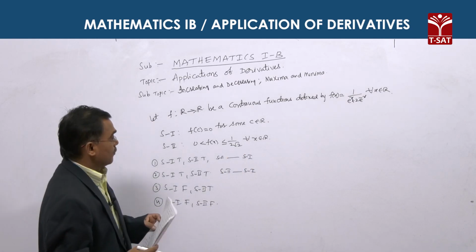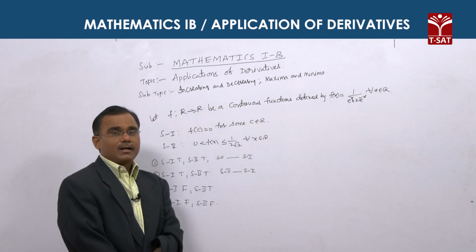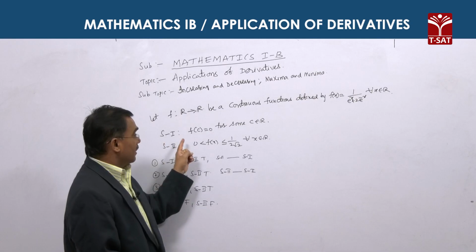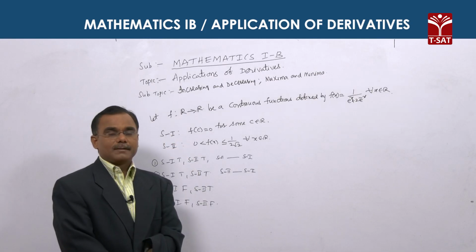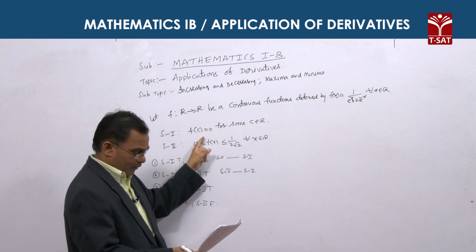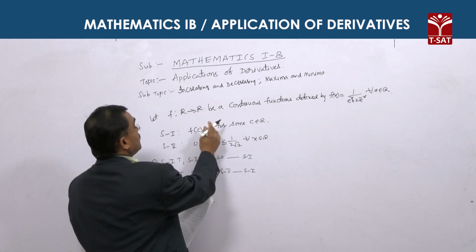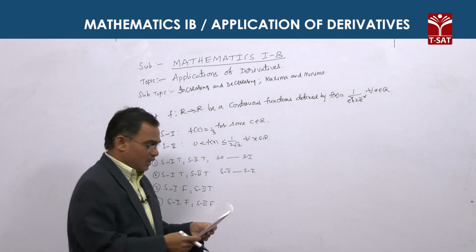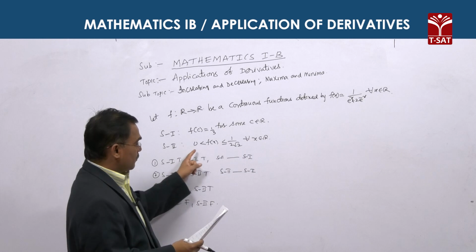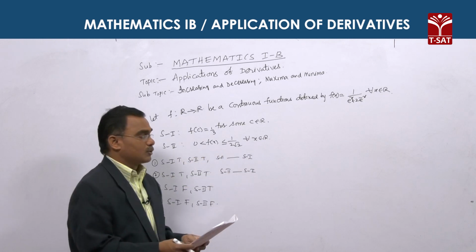This is the given question. f from R to R is a continuous function defined for all real numbers, and two statements are given, statement 1 and statement 2. Statement 1: f of c is equal to 1 by 3 for some c belongs to R, and statement 2: 0 less than f of x less than or equal to 1 by root 2 for all x belongs to R.